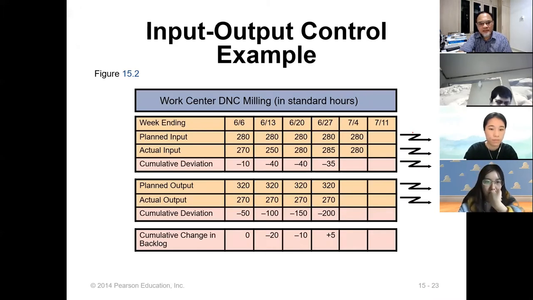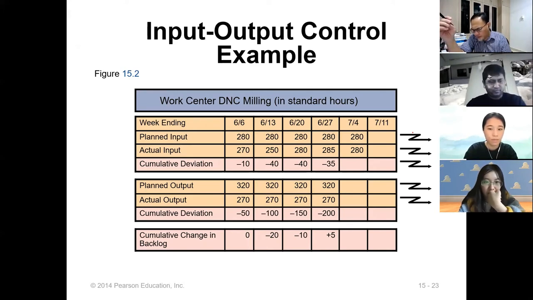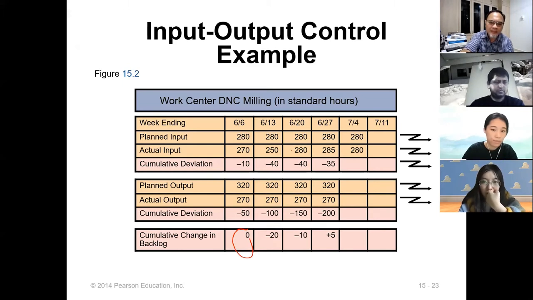So this is an example of input-output control. The explanation is this: the cumulative change in the backlog is zero based on week ending. These are all week endings, with the planned input, actual input, planned output, and actual output. If there is, for example, a negative backlog, they need to recover it the next week, or recover it during overtime and so on. So this is just an input-output control example of work centers and processes.